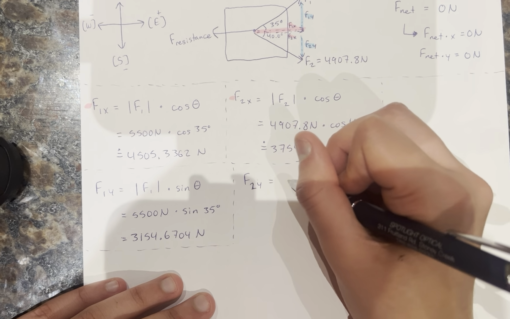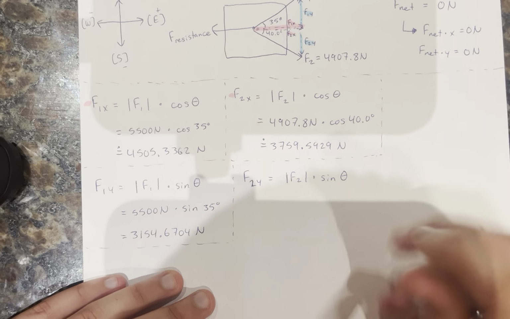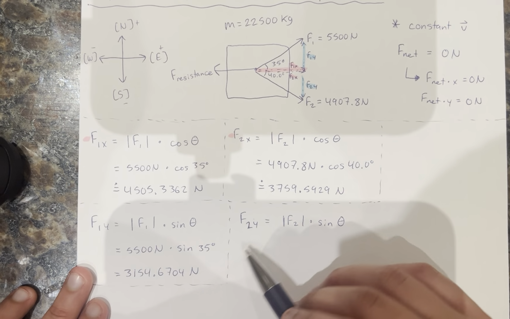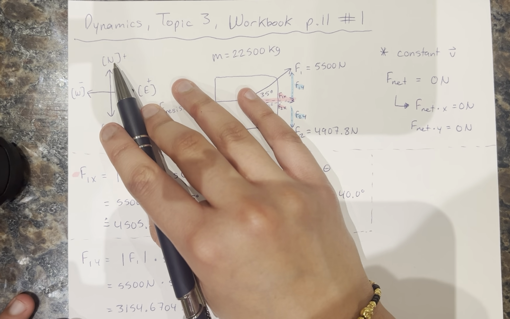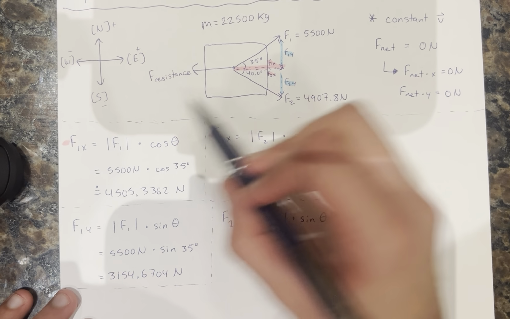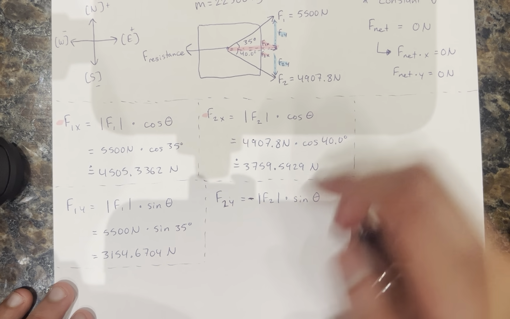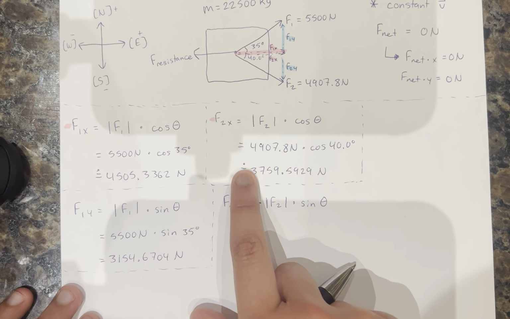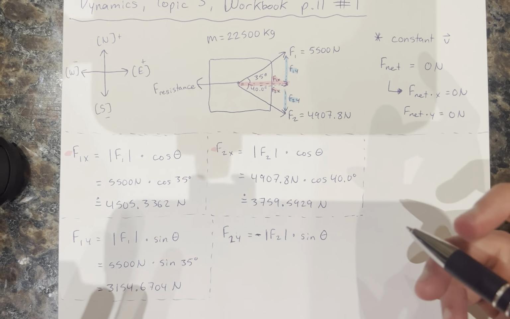And for F2y, it's going to be the magnitude of F2 times sine of theta. Except for this formula, there's one little difference. If we go back to our diagram, we know that F1y is going to be positive because it's going north, and according to our reference frame, north is positive, but the F2y is going south. So because of our reference frame, we need to acknowledge that this value is actually going to be negative because it's going down. The reason why both F1x and F2x were positive was because they're both going eastwards, and that also makes sense based on our reference frame.